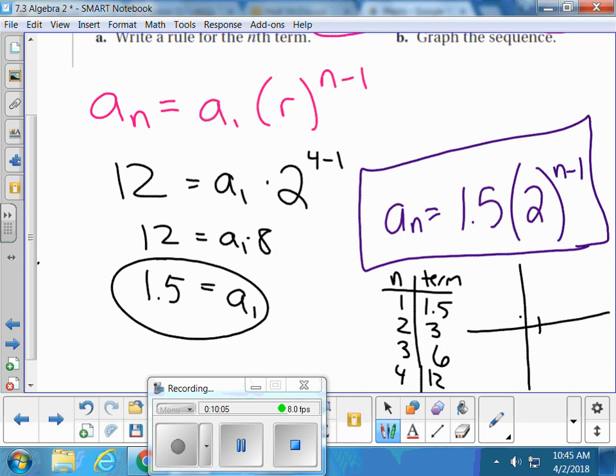So 1 and a half would be about here. You make a dot. 2, 3 would be about here. You make a dot. 3, 6 would be about here. You make a dot. But if you would think about connected dots, it wouldn't be that exponential growth curve that we've learned. You wouldn't want to actually connect. That makes sense. If you go to graph it in your graphing world in the calculator, it would show you the shape. But you just wouldn't want to connect your dots.